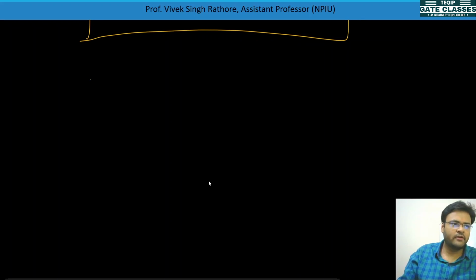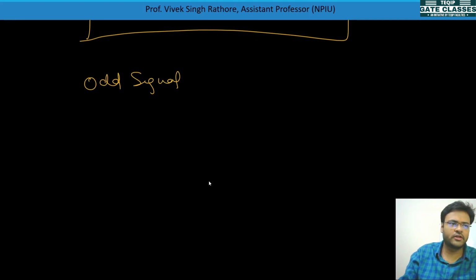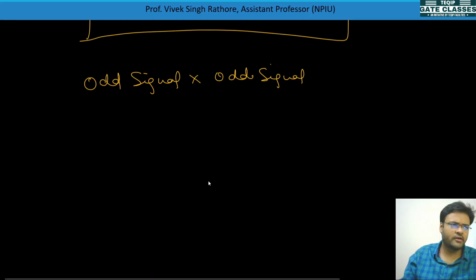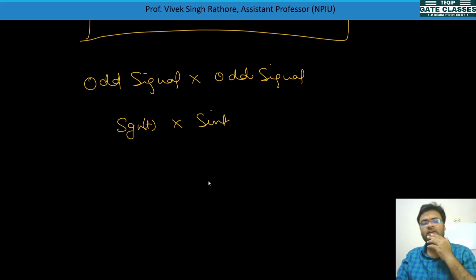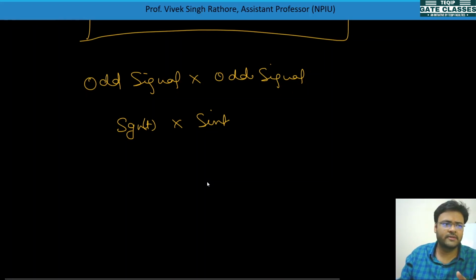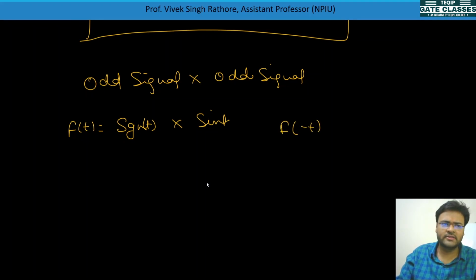Whenever an odd signal is multiplied with an odd signal, what happens? You can multiply signum t and sine t, or you can do sine t into sine t, so you will get sine square t, which mathematically we can write in terms of cos 2t. Let's suppose signum t into sine t is f of t. Now if you take f of minus t, what you will get is signum of minus t into sine of minus t.